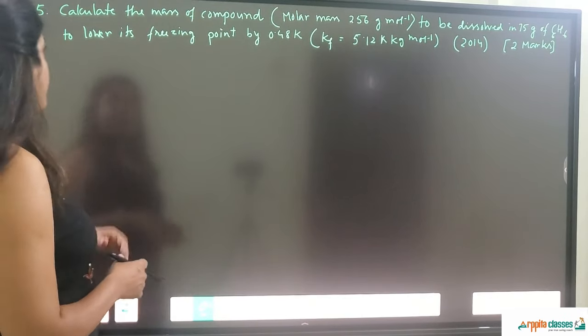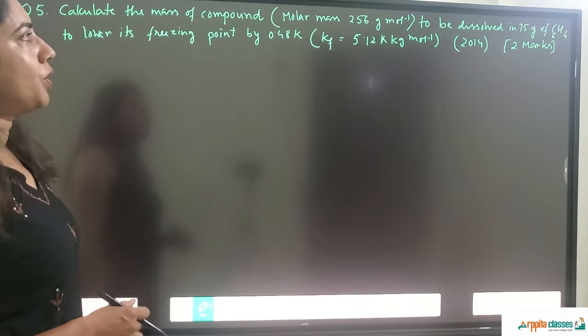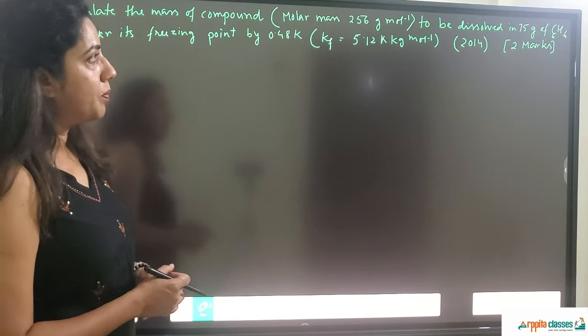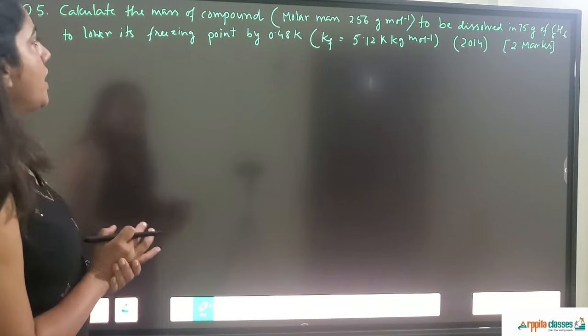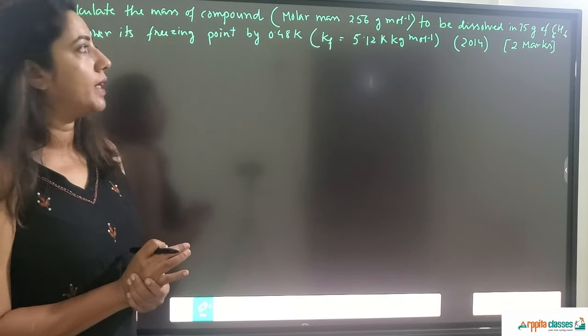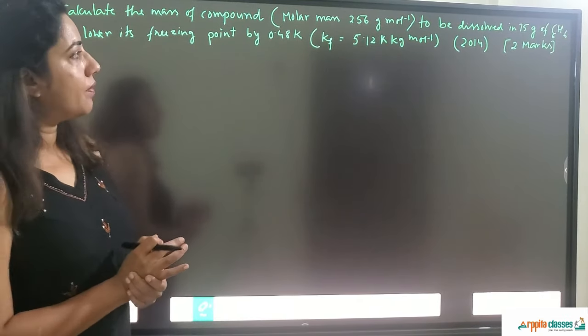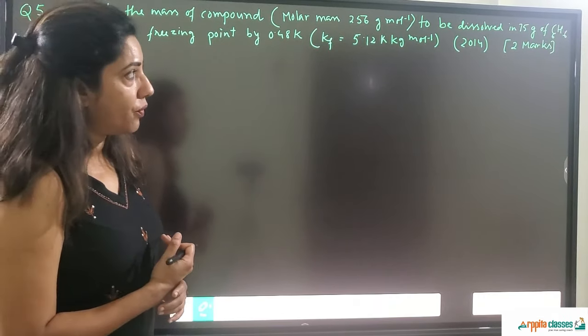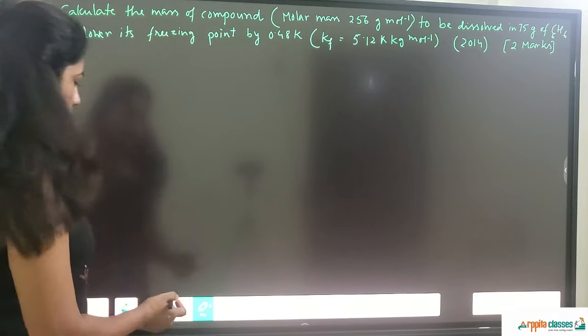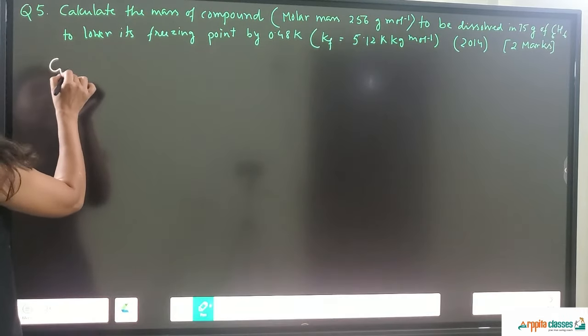So now question number 5 says, calculate the mass of compound, molar mass is 256 gram per mole, to be dissolved in 75 gram of benzene to lower its freezing point by 0.48 Kelvin. Kf for benzene is given, that is 5.12 Kelvin kg per mole. This question has come in 2014 for 2 marks. So let's write down the given information.